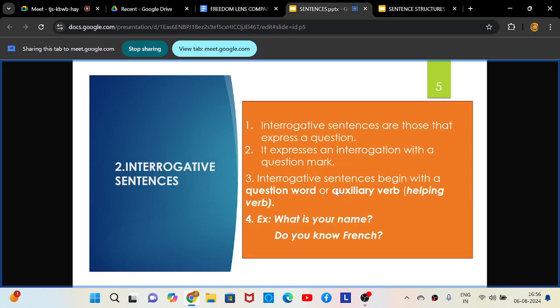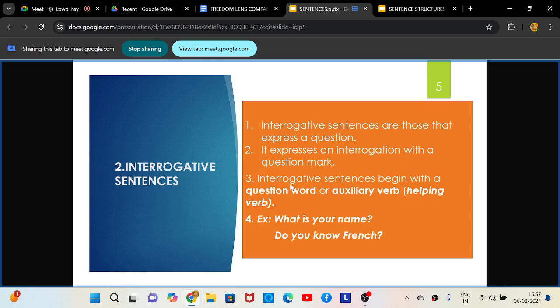Next, moving to the second type of sentence, interrogative sentences. Interrogate means to question. Generally, if I ask you, "Who are you to interrogate me?" it means "Who are you to question me?" Or "Why are you interrogating the child?" It means "Why are you questioning the child?" So interrogate generally means to question. Naturally, interrogative sentences will be questions. Interrogative sentences are those that express a question, an interrogation, with a question mark. So these sentences start with a capital letter and end in a question mark.